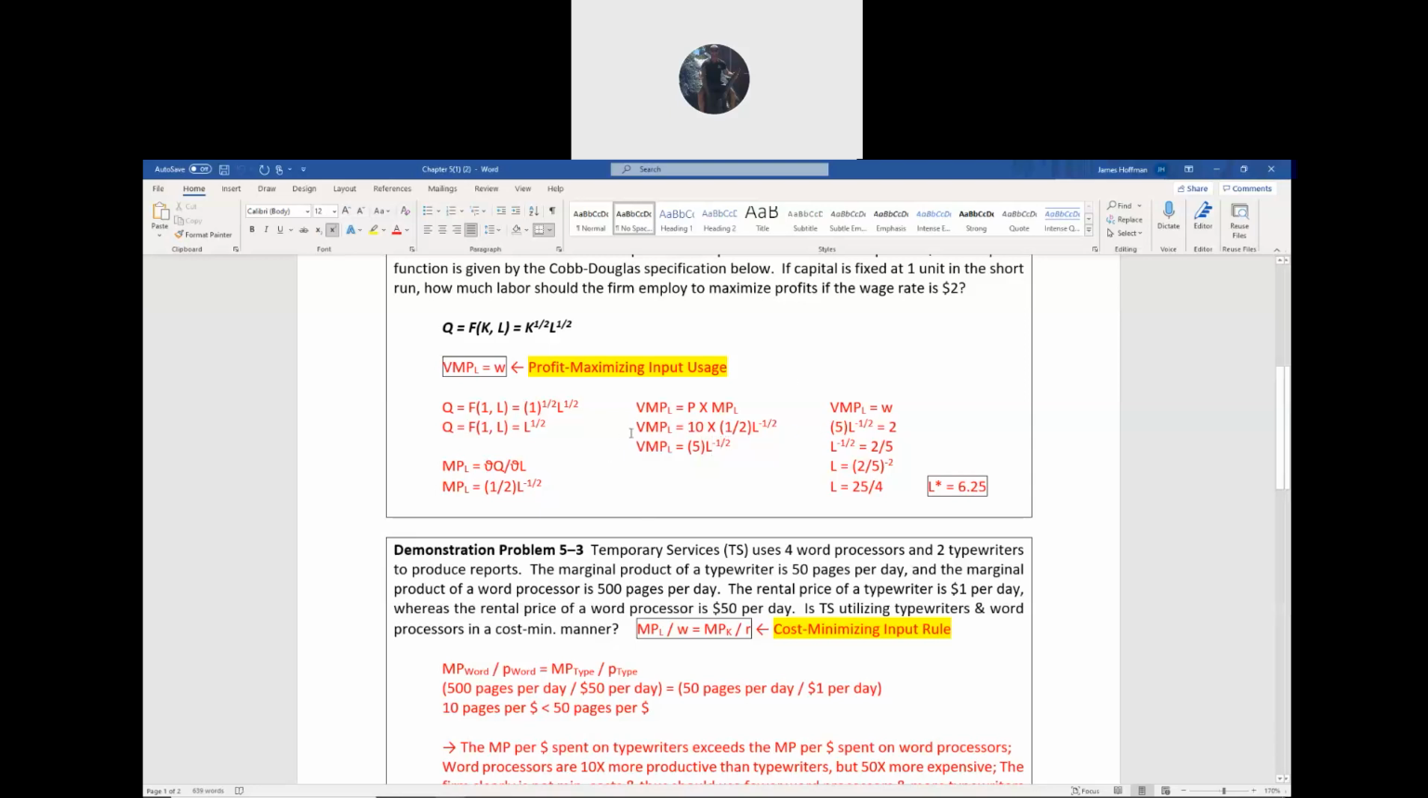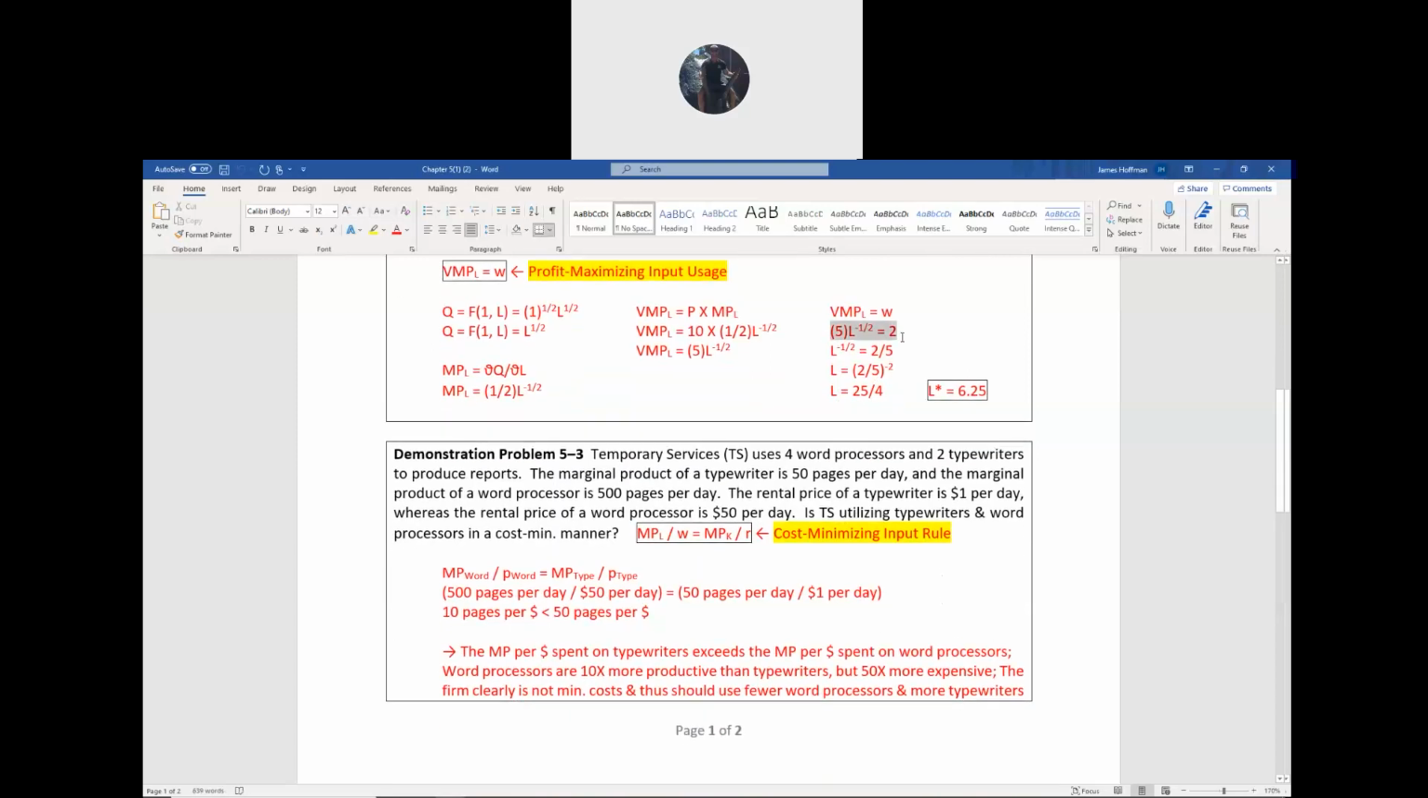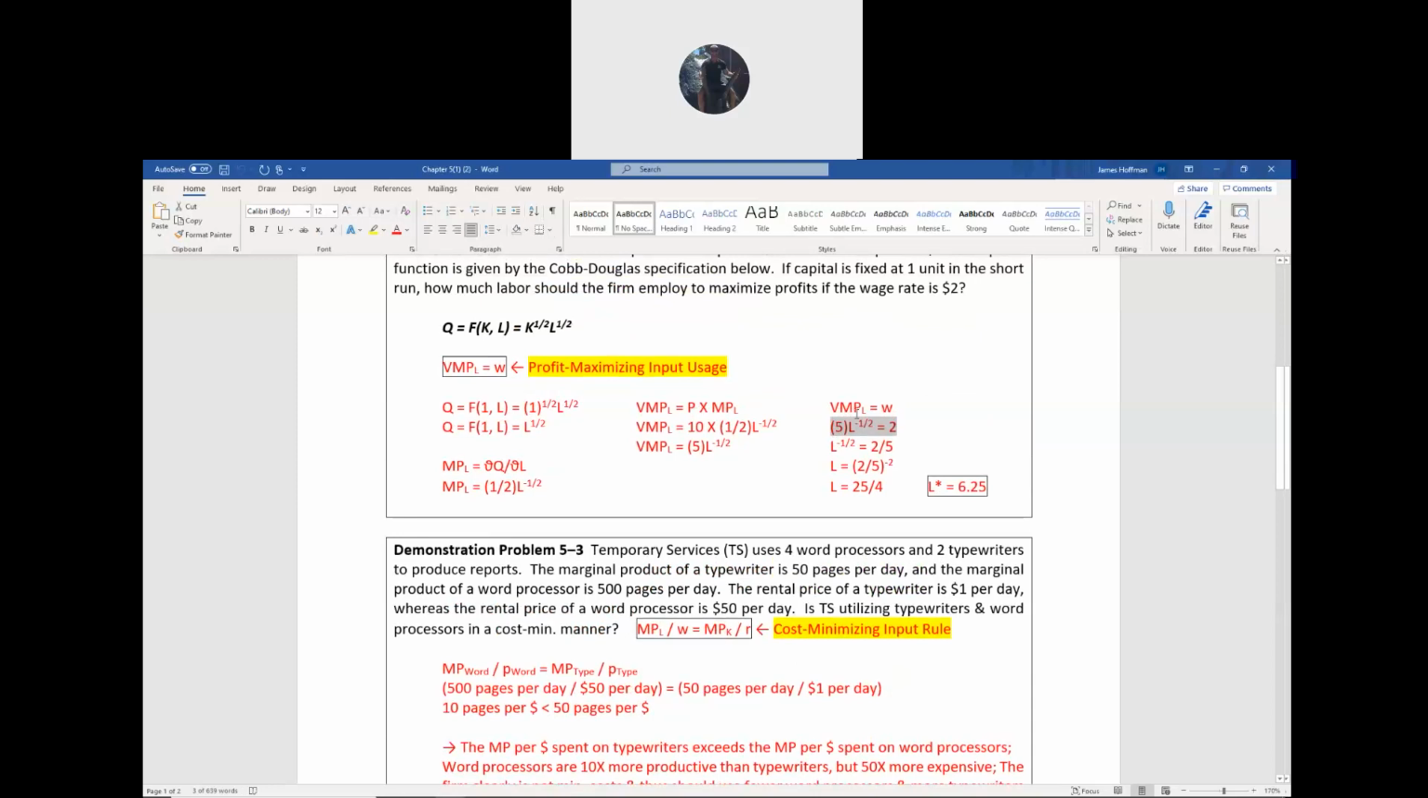All right, so now we got the VMPL. All we need to do now is find the condition where the VMPL equals the wage, and that's the output this firm wants. So let's find this condition. We just got the VMPL, which is 5 times L to the negative 1/2, and we know the wage is 2. Okay, that was given. So here's the condition we're looking for, and let's find the amount of labor that satisfies this condition.